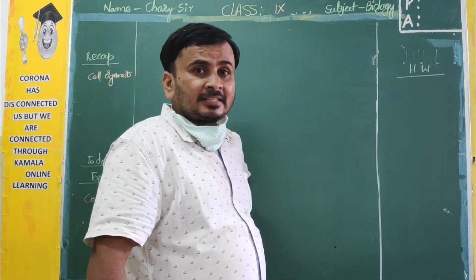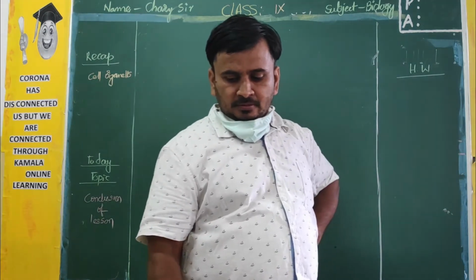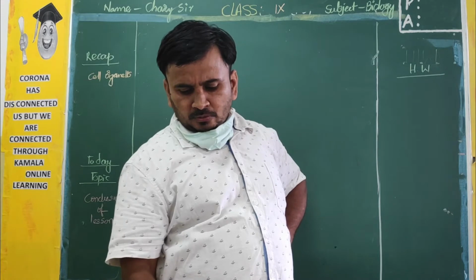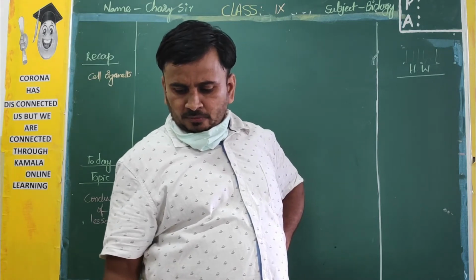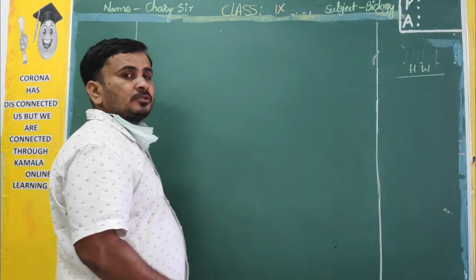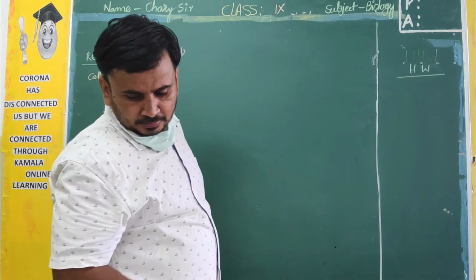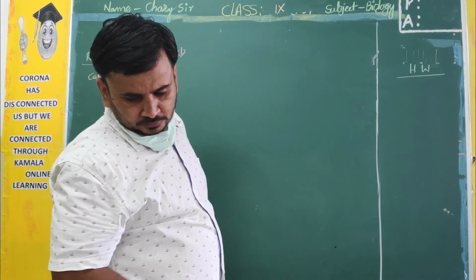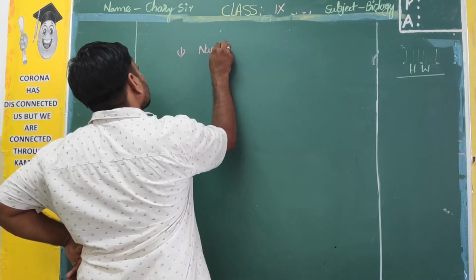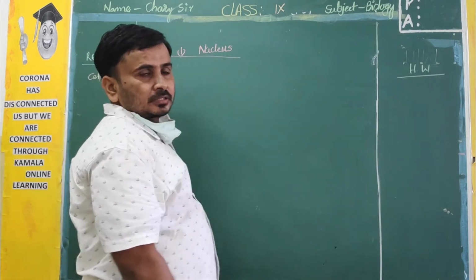If you want to see these cell organelles, you have to do some experiments. So what should we do? First, you want to see the nucleus. Some experiments are given here. First we will see the nucleus.